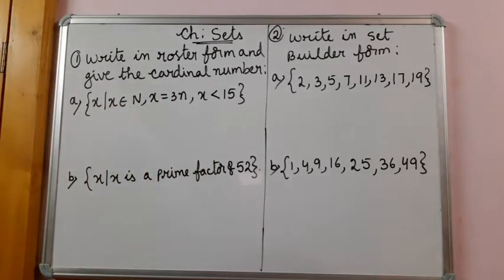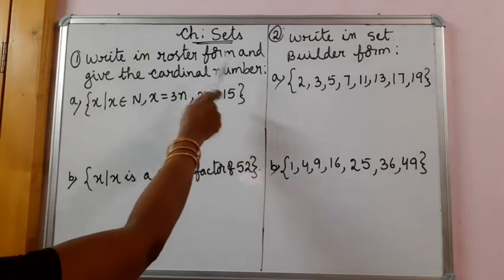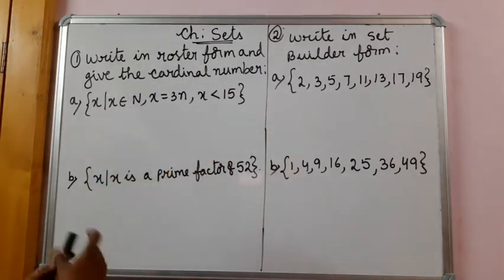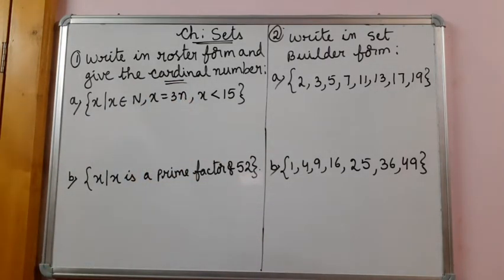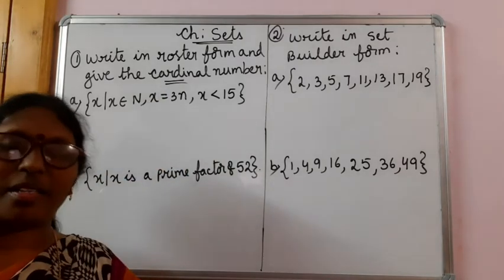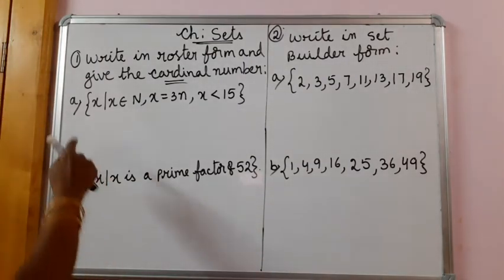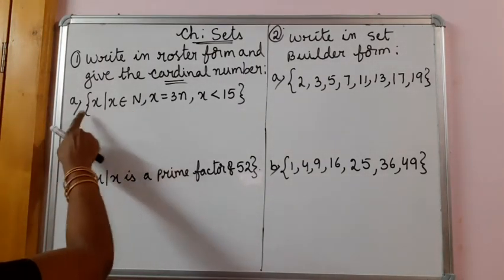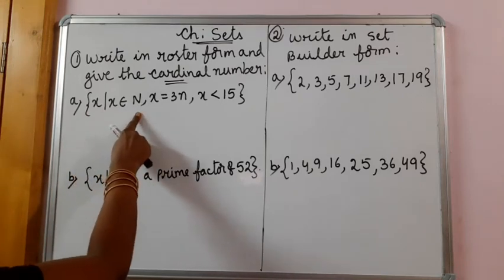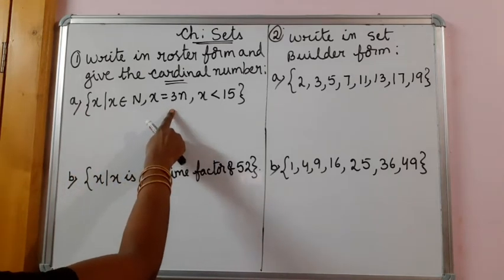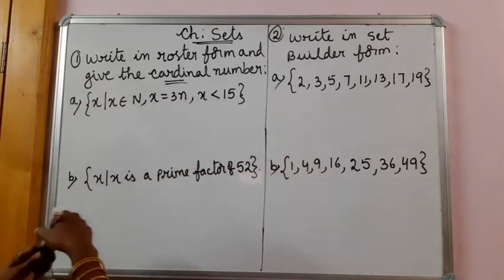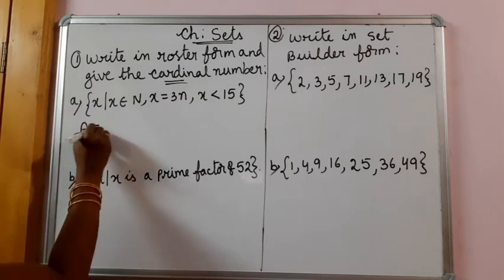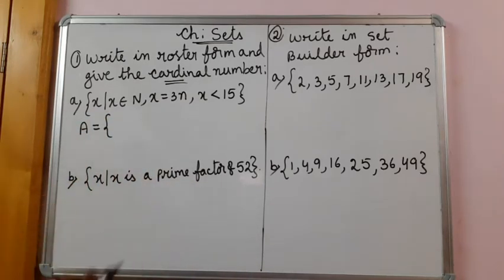Your first one is: write in roster form and give the cardinal number of the following. These two are given in set builder form. We have to write in roster form, and also give the cardinal number of those sets. It is given that x belongs to natural numbers, x is equal to 3n and x is less than 15. The name of the set is not given, so let me write the name of the set as A for our easy understanding.